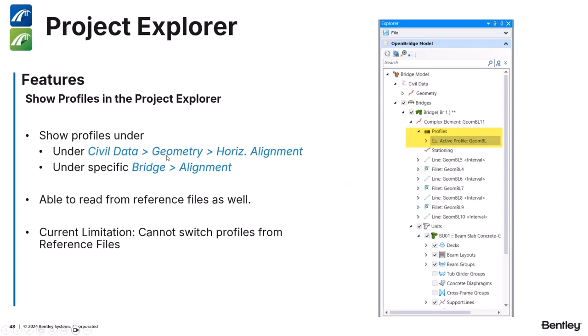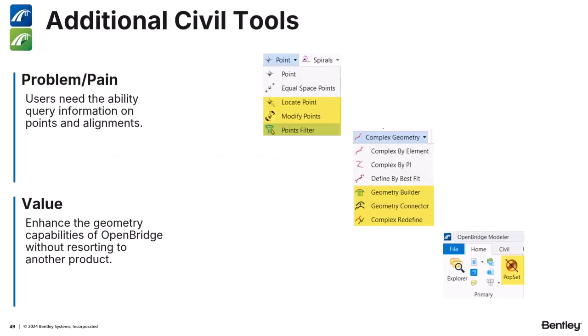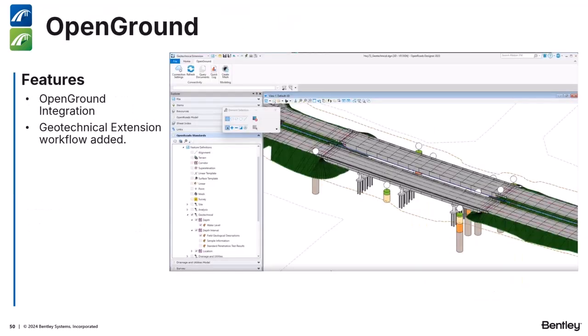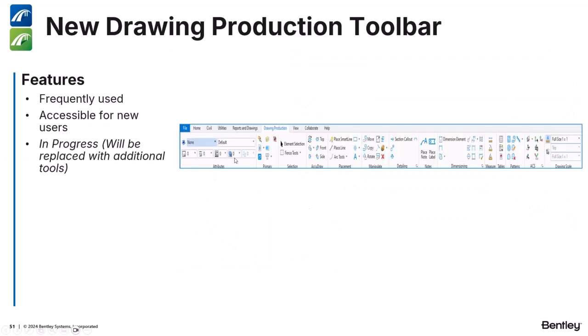Some civil tools that we added now show up as our bridge options. We are doing the interaction with OpenGround, right? So it's a new workflow that you can connect to OpenGround. We added a new tab as well in the OpenBridge ribbon, and it's called the drawing production. So before I used to flip between the drawing and the OpenBridge to be able to do plans production. Now we're trying to place it all into one tab, and the most common commands that we use to do plans, we place it there. Hopefully it works out for you as well.